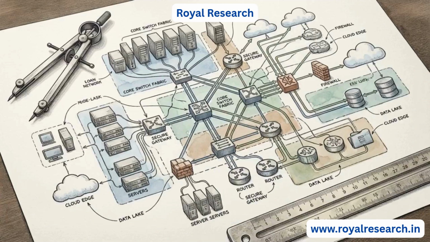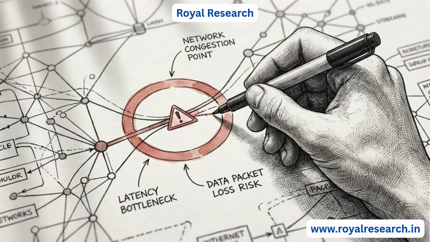Analyzing this precise architectural sequence is a core competency for the performance engineering teams at Royal Research. Effective performance optimization requires a complete map of this sequence, as delays at any individual stage contribute to the total latency experienced by the user.